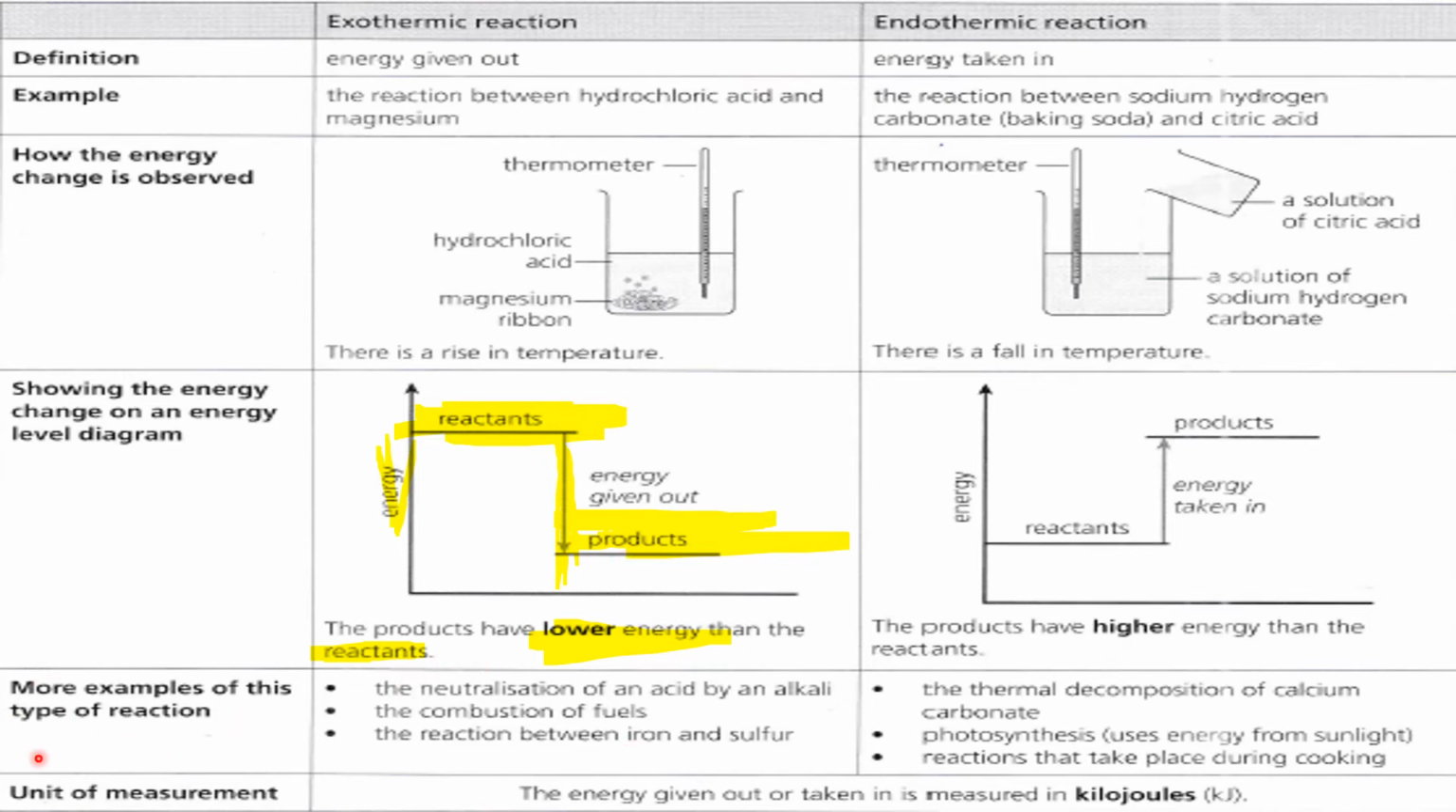So more examples of this type of reaction: the neutralization of an acid by an alkali, the combustion of fuels, the reaction between iron and sulfur. Now for an endothermic reaction, energy is taken in, for example the reaction between sodium hydrogen carbonate, baking soda, and citric acid. You can see there is a fall in temperature. Like I said just now, usually an endothermic process, when you touch it, it will feel cold. Why? Because it is cold and then it needs to absorb heat from the surroundings to make it warm.